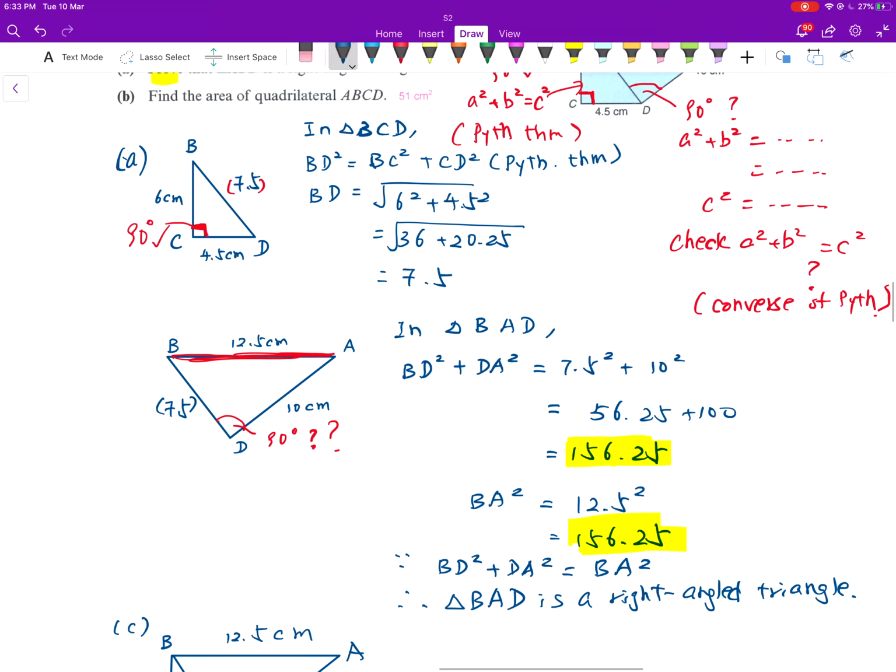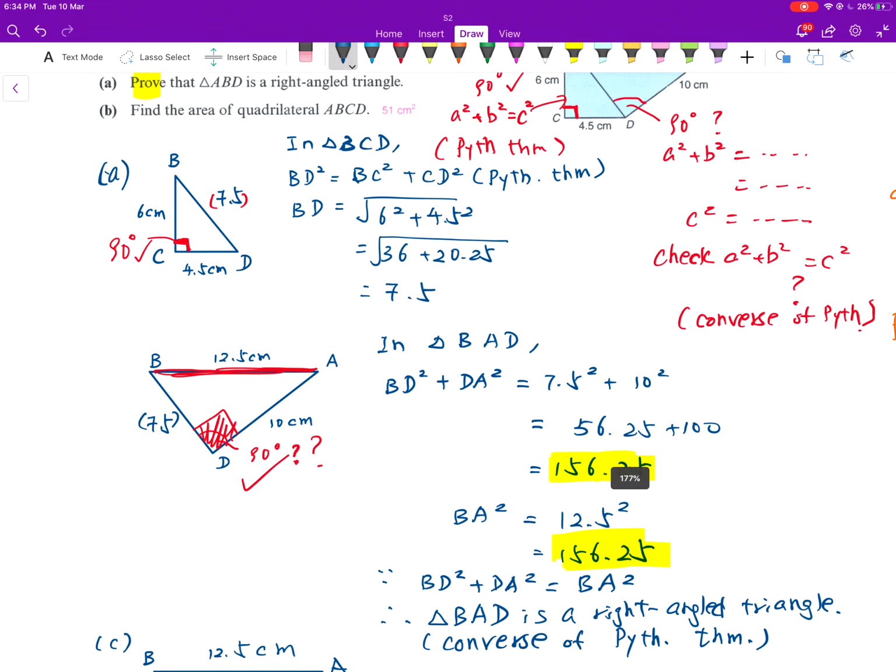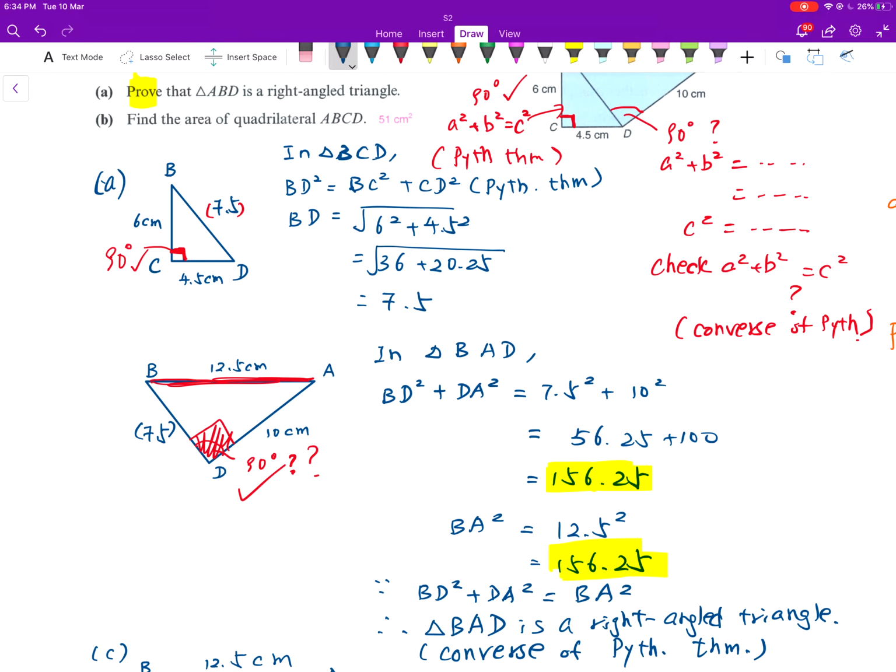Okay, and of course the angle BDA will become 90 degrees. Okay, correct. The reason for drawing the conclusion is the converse of Pythagoras theorem. So in this example, you can clearly find the difference between Pythagoras theorem and the converse of Pythagoras theorem.